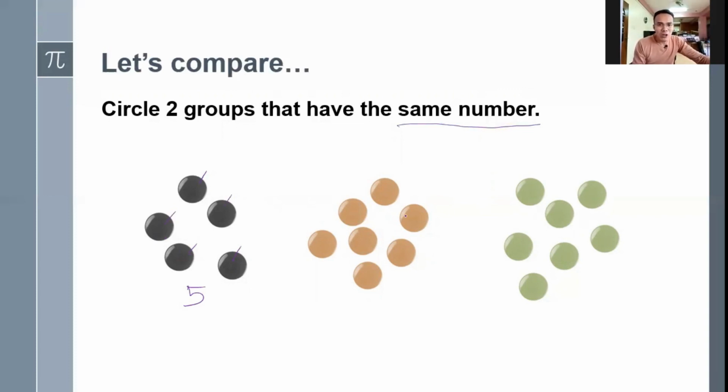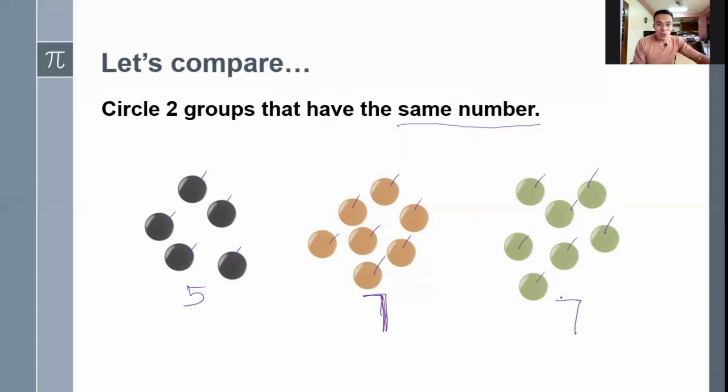What about the second group? Let's count. 1, 2, 3, 4, 5, 6, 7. There are 7 counters, so I'm going to write here 7. Okay? Next, let's have the third group. Help me count. 1, 2, 3, 4, 5, 6, and 7. There are also 7 counters or objects.